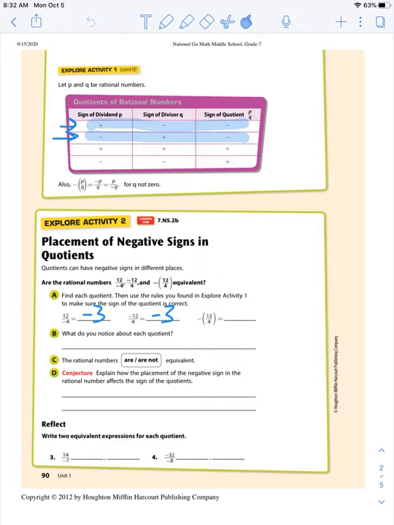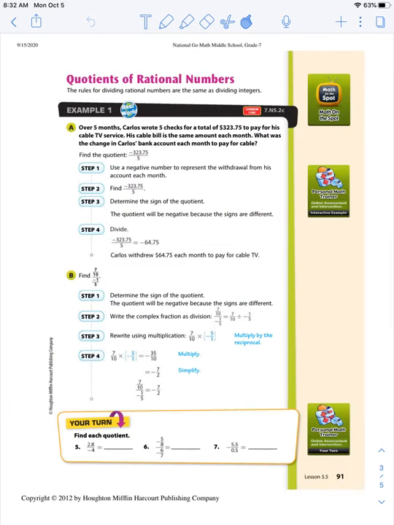And if I have negative 12/4, that's going to be negative 3 or negative 3 over 1, which is still negative 3. So we get the same answer no matter where the negative sign is. The placement of one negative sign will not affect the quotient. All right, so let's look at some non-integer rational numbers now.